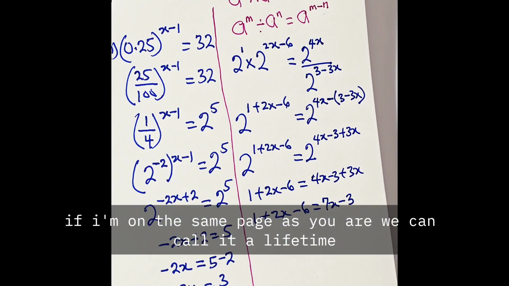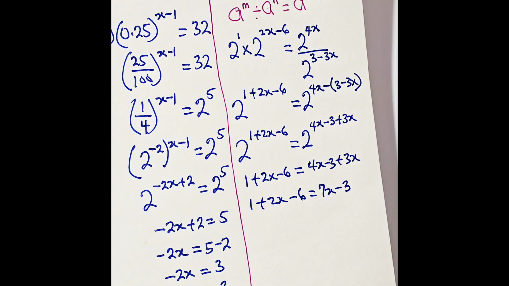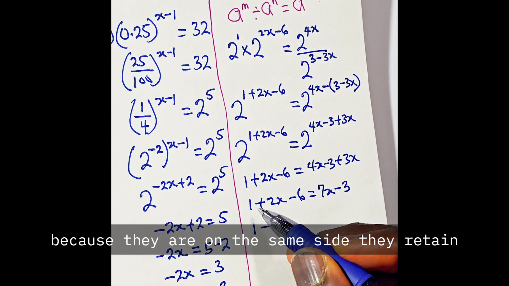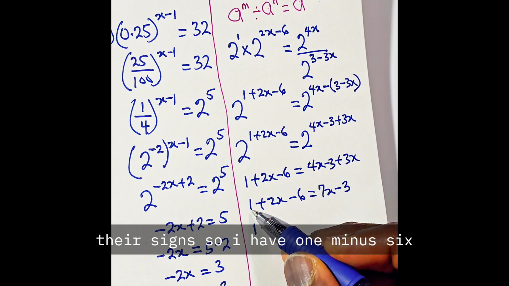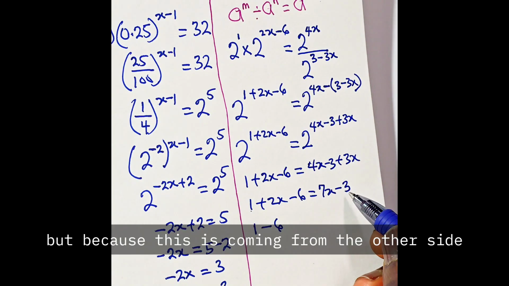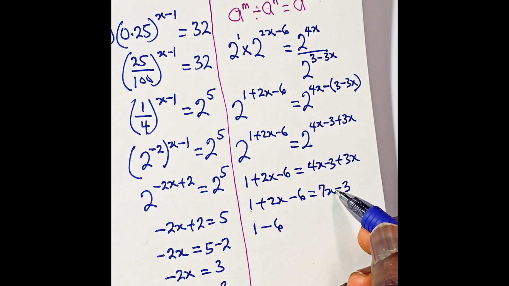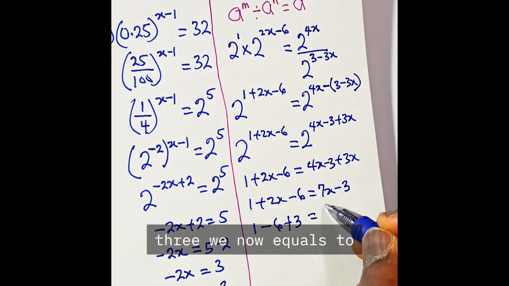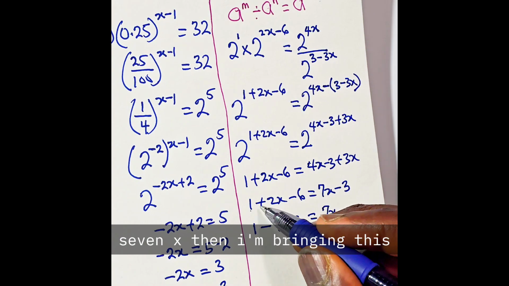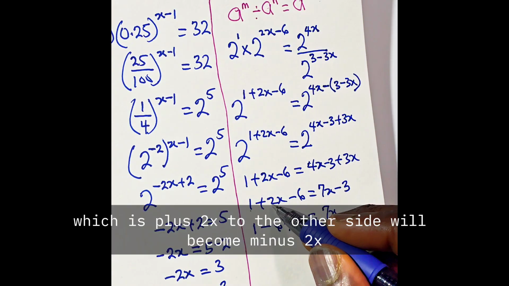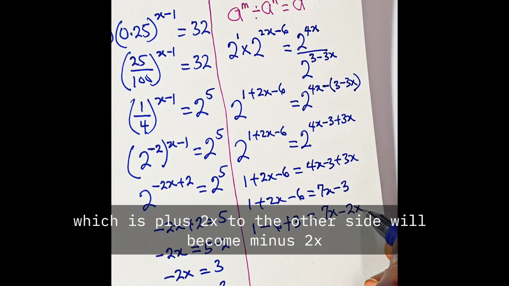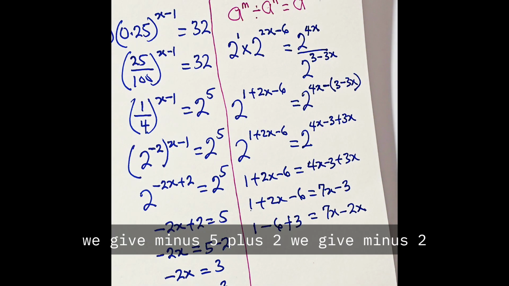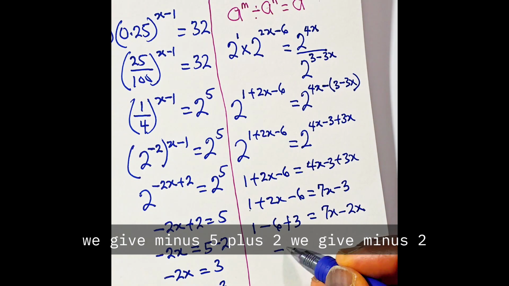If I'm on the same page as you are, we can collect the like terms, and when we do that, we're going to have 1 minus 6. Because they are on the same side, they retain their signs. So I have 1 minus 6, but because this is coming from the other side, the minus sign becomes plus. So I'm having plus 3, which now equals 7x. Then I'm bringing this from the left hand side, which is plus 2x, to the other side, and it becomes minus 2x. So solving this, 1 minus 6 gives minus 5, plus 2 gives minus 2.